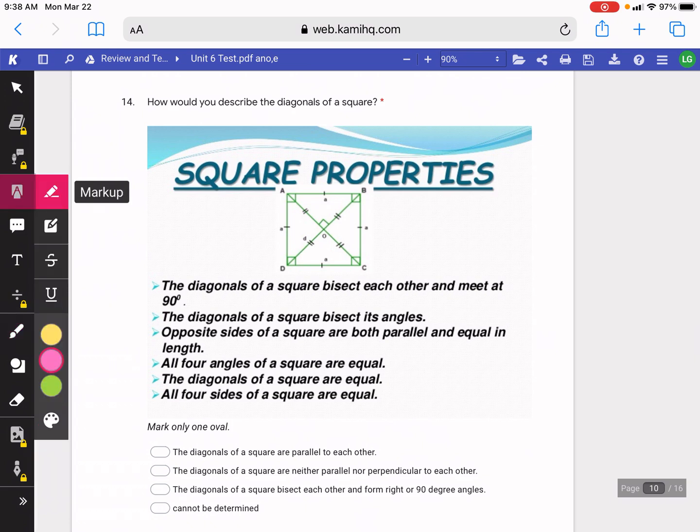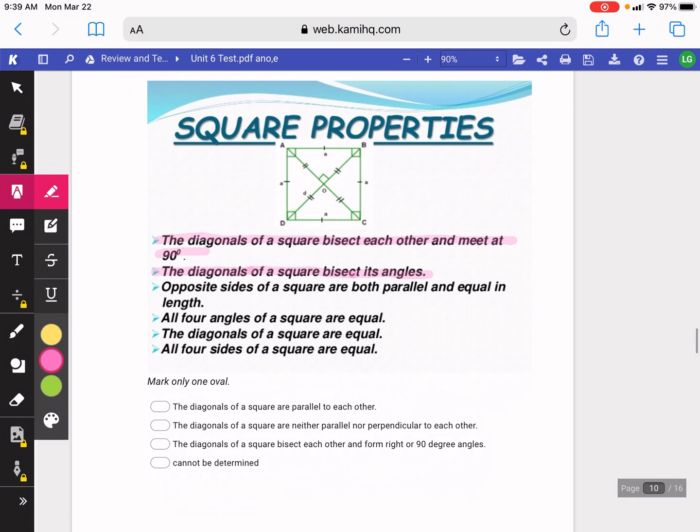This next one wants us to describe the diagonals of a square. Here it says the diagonals of a square bisect its angles. The diagonals of a square meet at 90-degree angles. So they bisect each other and form right, or 90-degree, angles.